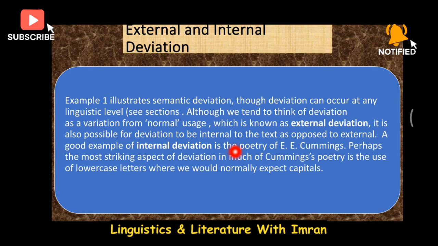It is also possible for deviation to be internal to the text as opposed to external. A good example of internal deviation is the poetry of E. E. Cummings. Perhaps the most striking aspect of deviation in much of Cummings's poetry is the use of lowercase letters where we would normally expect capitals. So we expect capital letters and we find lowercase or small letters in E. E. Cummings's poem. So that would be internal deviation. So semantic deviation is the example of external deviation. Now we focus on internal deviation.